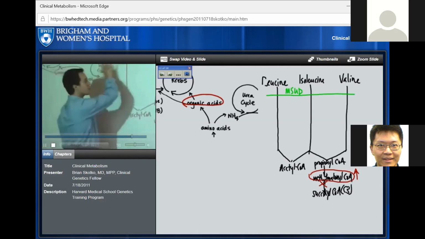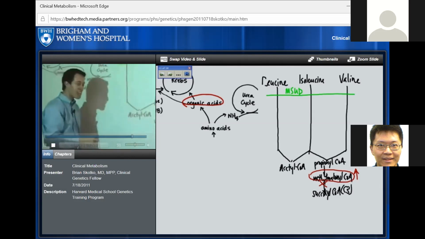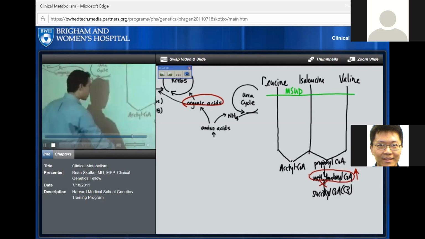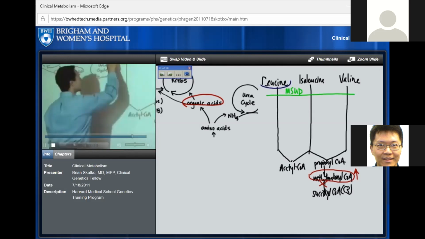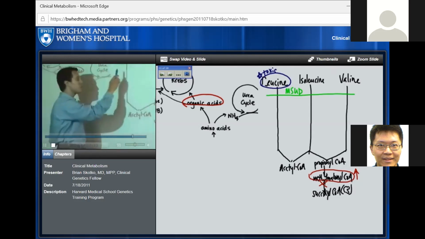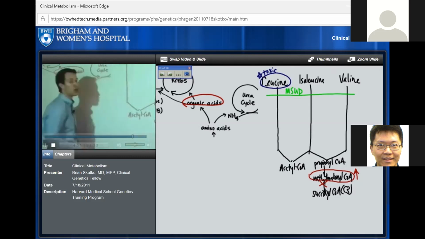However, you can't eliminate these amino acids from the diet fully because the body needs them. They're essential. So you need to give enough, but not too much. And here's a factoid that you should know: of all of these three, leucine is the one that is toxic, and it has toxic effects if it is too high. So we want to make sure you have enough, but if you have too much because there's a kink in the system, that leucine can build up and can cause lots of neurologic effects on individuals with these conditions.